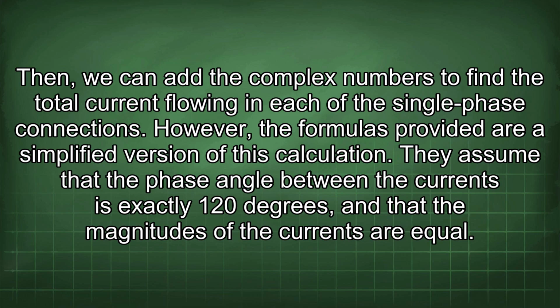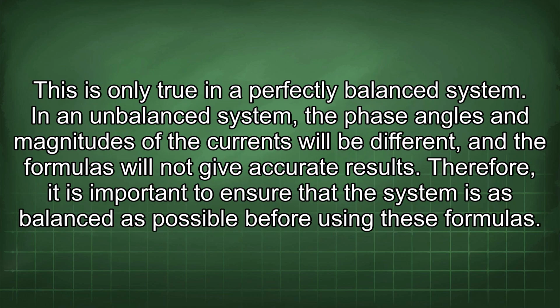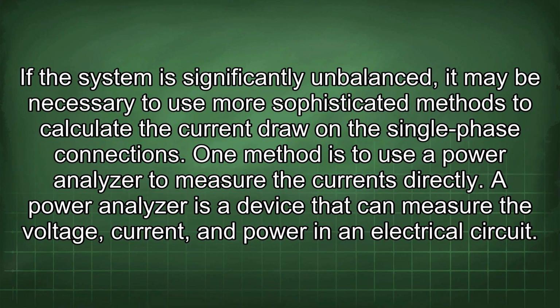However, the formulas provided are a simplified version of this calculation. They assume that the phase angle between the currents is exactly 120 degrees and that the magnitudes of the currents are equal. This is only true in a perfectly balanced system. In an unbalanced system, the phase angles and magnitudes of the currents will be different, and the formulas will not give accurate results. Therefore, it is important to ensure that the system is as balanced as possible before using these formulas. If the system is significantly unbalanced, it may be necessary to use more sophisticated methods to calculate the current draw on the single-phase connections. One method is to use a power analyzer to measure the currents directly.